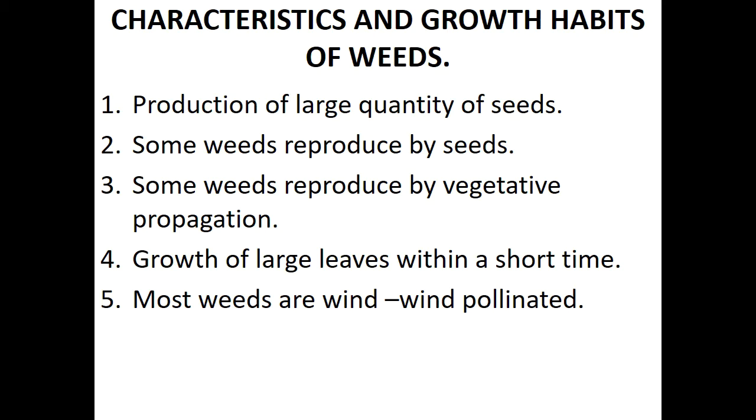Some weeds grow large leaves within a short period of time. So weeds grow very large leaves within a short period, and the leaves will just cover the whole farm. Most weeds are wind pollinated, unlike other plants that are pollinated by insects. That is why the spread is always high.